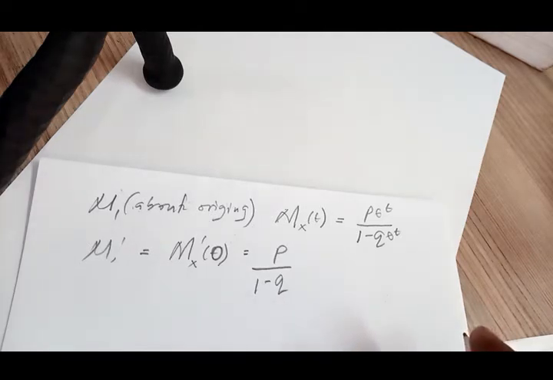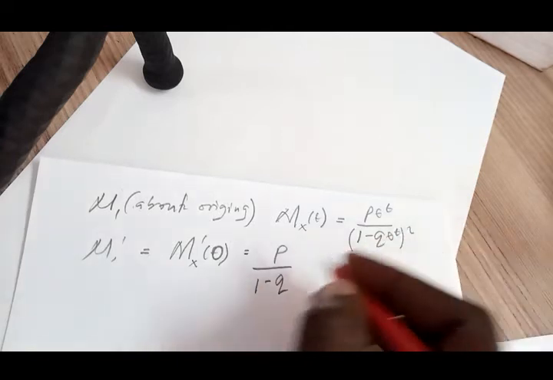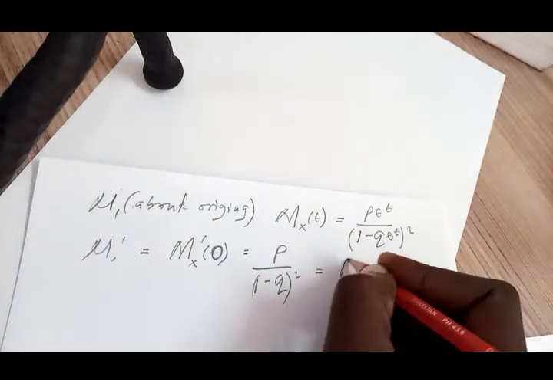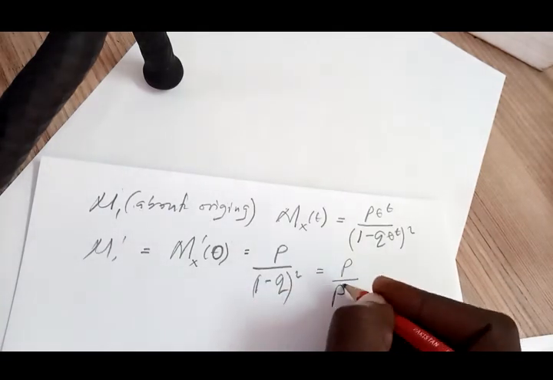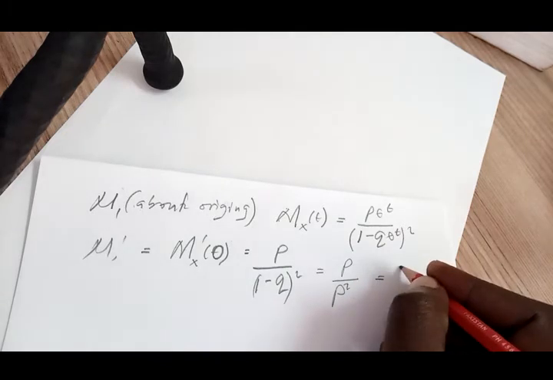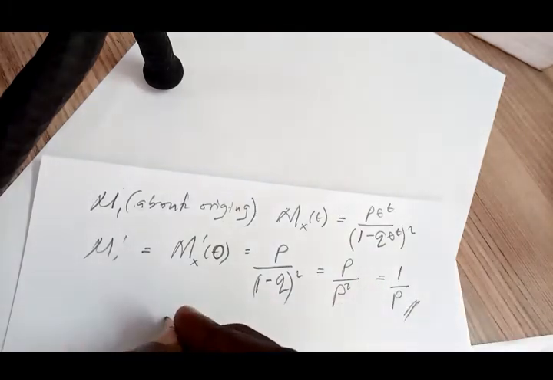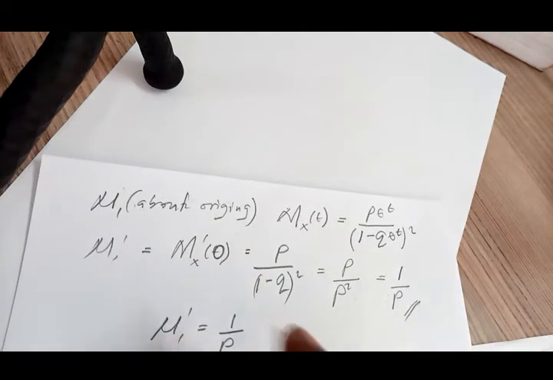That is when we have that. But remember, this bottom part is squared. So if we continue, this is going to be p. We know 1 minus q is basically equal to p, so squared, and this is going to give me a final result of 1 over p. So in short, our mu1 prime is going to be equal to 1 over p.